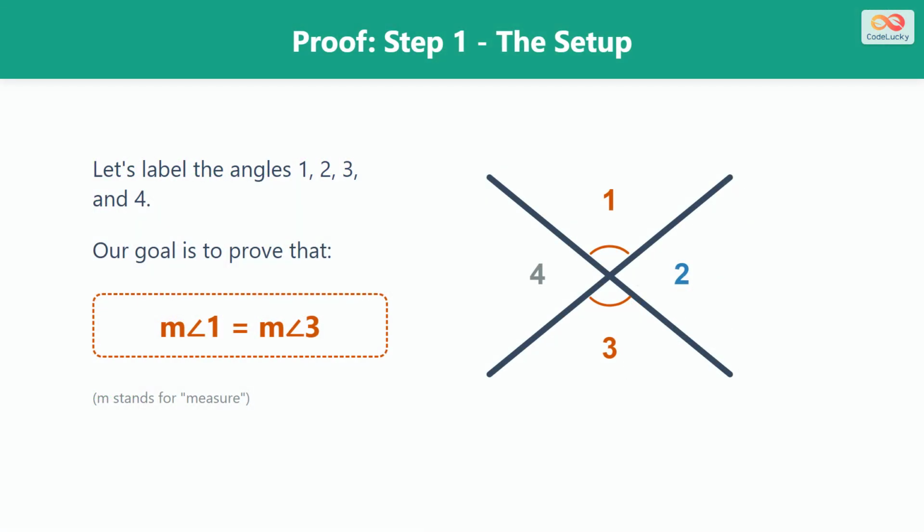Let's set up our proof. We have two intersecting lines forming four angles, labeled 1, 2, 3, and 4. Our goal is to prove that angle 1 is equal to angle 3. These are the vertical angles on the top and bottom. If we can prove they are equal, the theorem holds true.